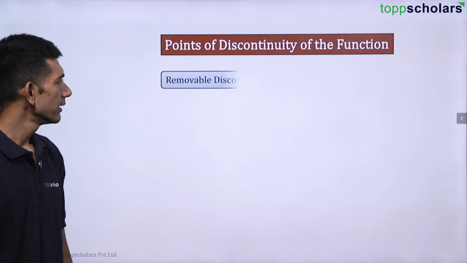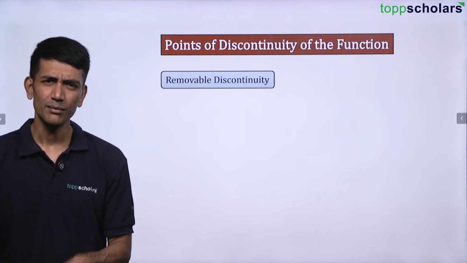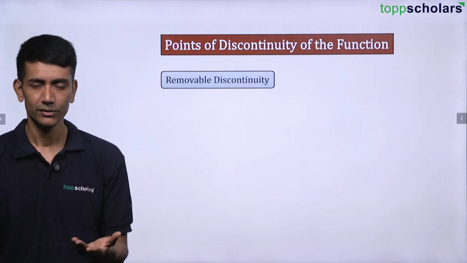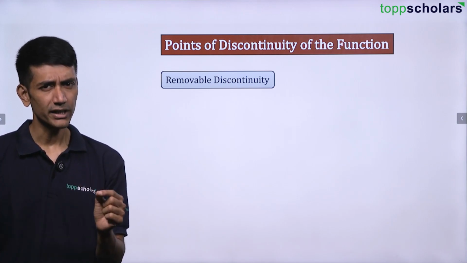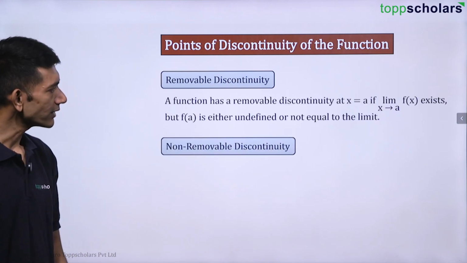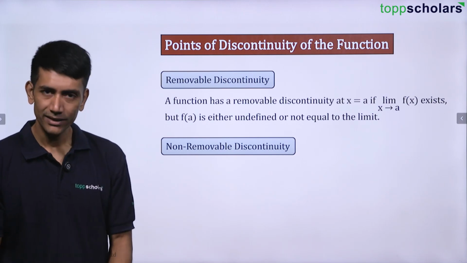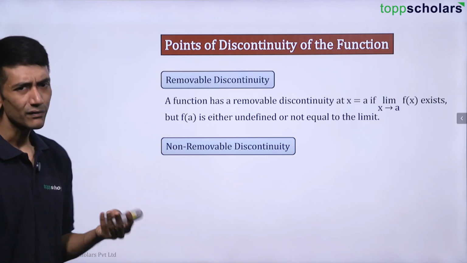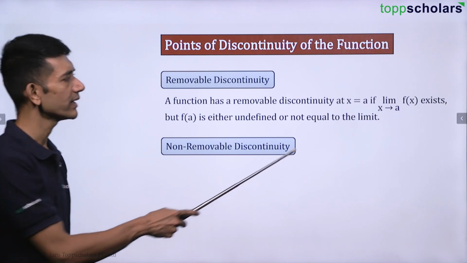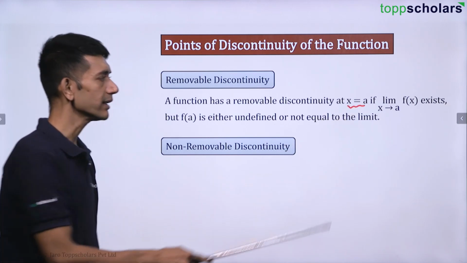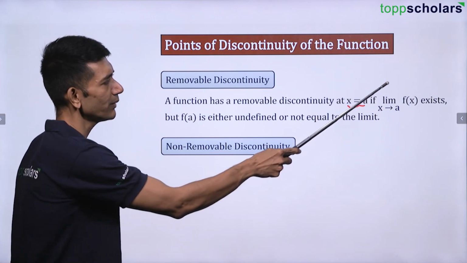Now let us talk about removable discontinuity. So there are some discontinuities that can be removed. Not all the discontinuities can be removed, but in general some discontinuities can be removed. So when does a function have a removable discontinuity? Although you are not going to have questions based on this, let us try to understand the concept. A function has a removable discontinuity at x = a. Firstly, the limit as x tends to a. Instead of 1, this should be a.